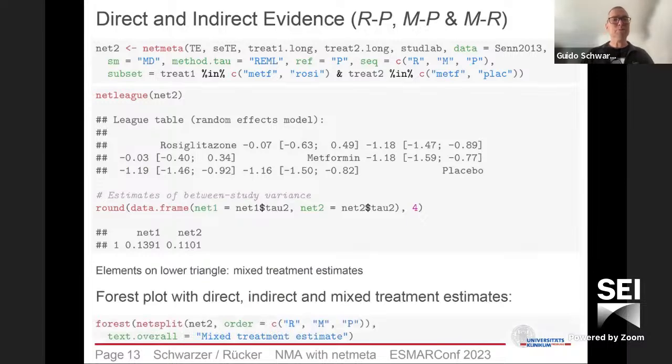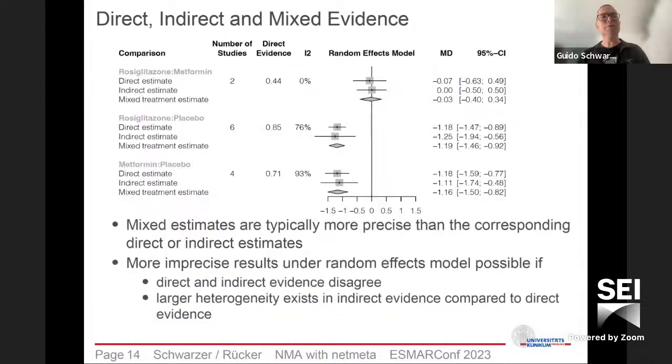And on the next slide, we see a forest plot generated with this command. And this is a forest plot showing us for our very small example, both the direct estimates and the indirect estimates and the mixed treatment estimates. And what we see here is, in general, there is a nice agreement between direct and indirect estimates, and also that the mixed treatment estimates are more precise than the individual ones. And this is typically the case under the random effects model.